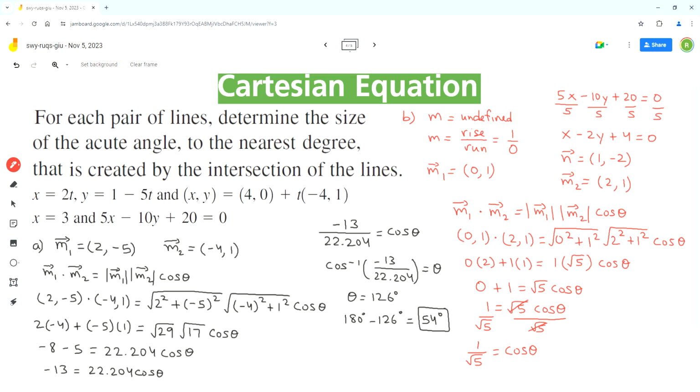Next, we can do the inverse of cos. Now we can evaluate this inverse of cos. So I get 63 degrees. I rounded the answer to the nearest degree. So this is the acute angle between the direction vectors. So this should be the final answer for the second pair of lines. These are the steps you have to keep in mind to solve a problem like this one.